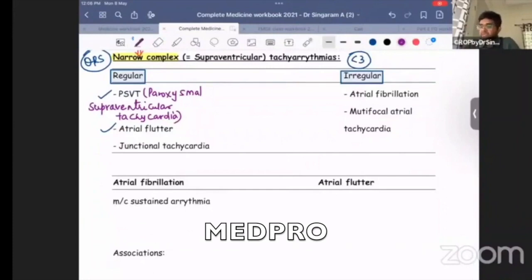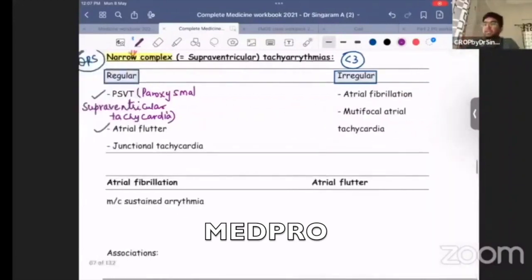Just to give you a rough idea, all these 3 are regular rhythms. Whenever you see the ECG tracing, you will notice tachyarrhythmia, but the rhythm will be very regular. That is what I'm trying to tell you. Now look at the other side, irregular. There are 2: atrial fibrillation and multifocal atrial tachycardia. For your exams, the only thing which you should know about in the irregular category would be atrial fibrillation. That's what you are going to remember. We'll be discussing all these things in detail.